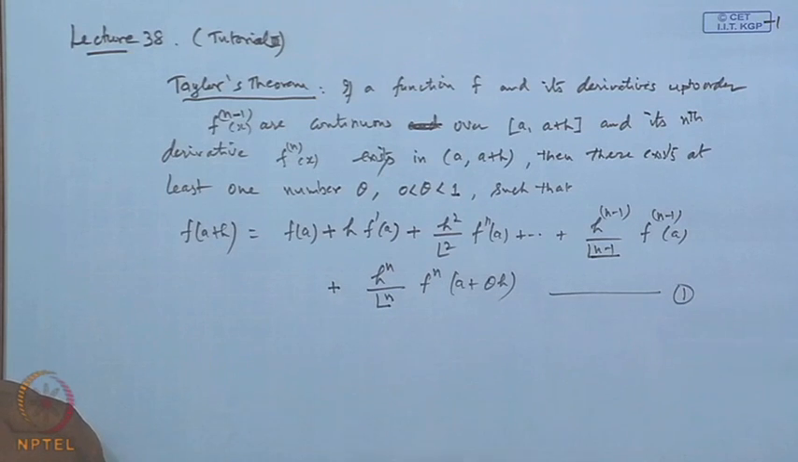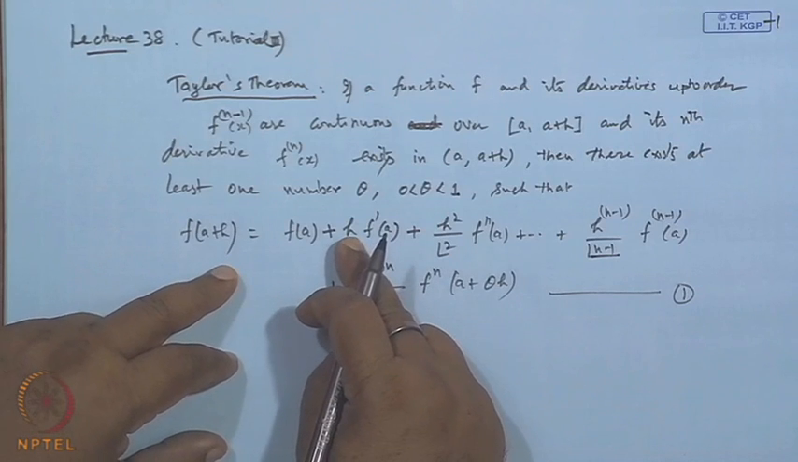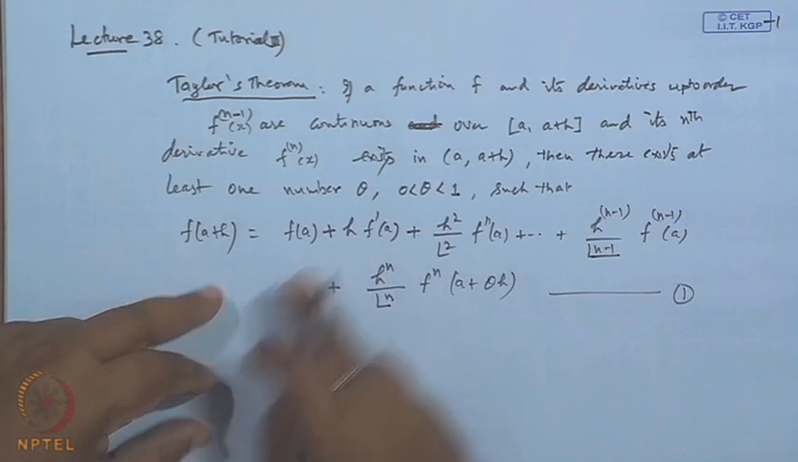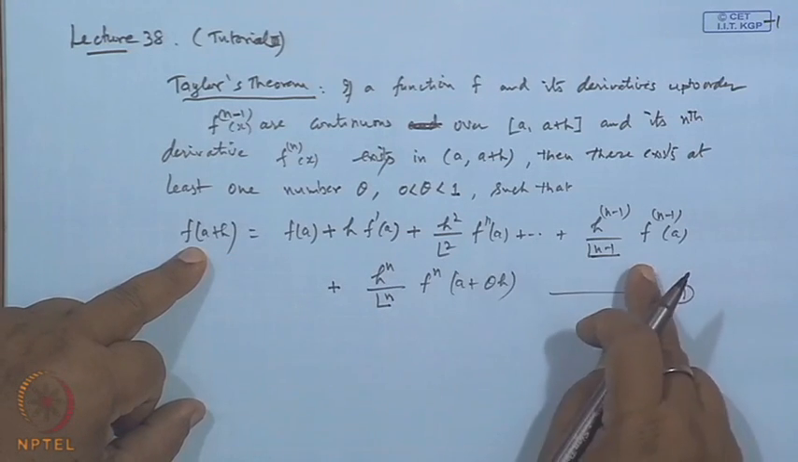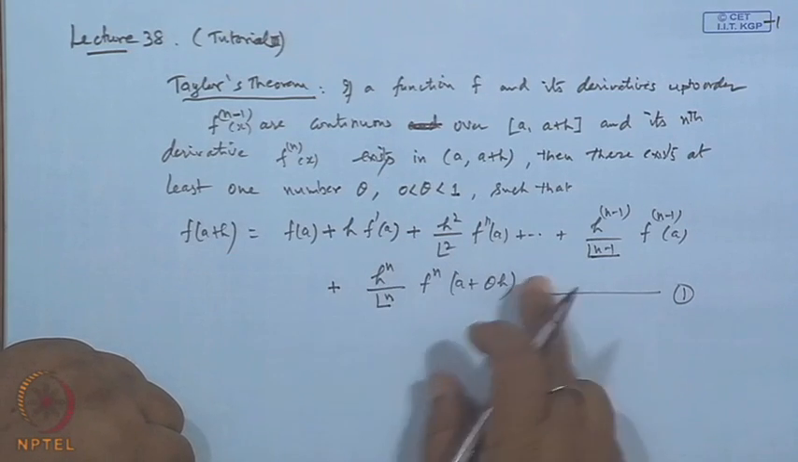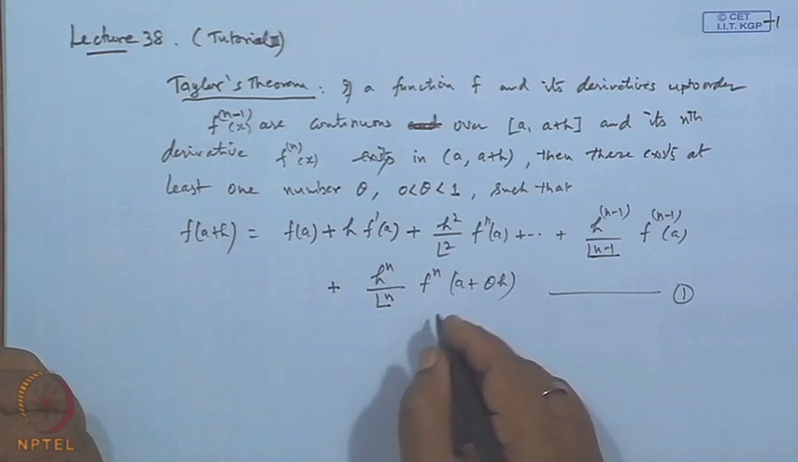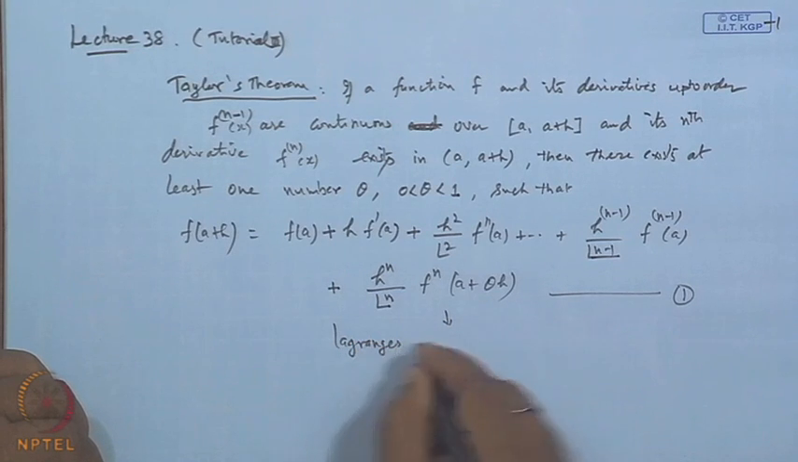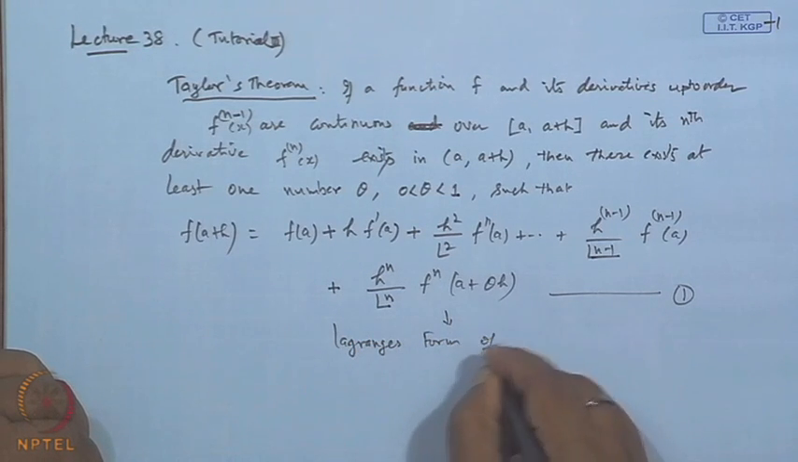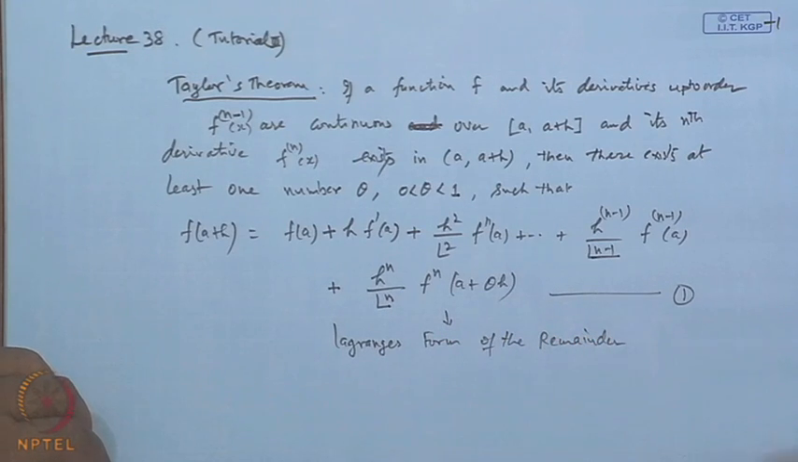this expression. So, a function f can be expanded in powers of h in this form, and the last term is called the remainder. Basically, it is called the Lagrange's form of the remainder. There are various forms, we are not interested in the others, just this one.